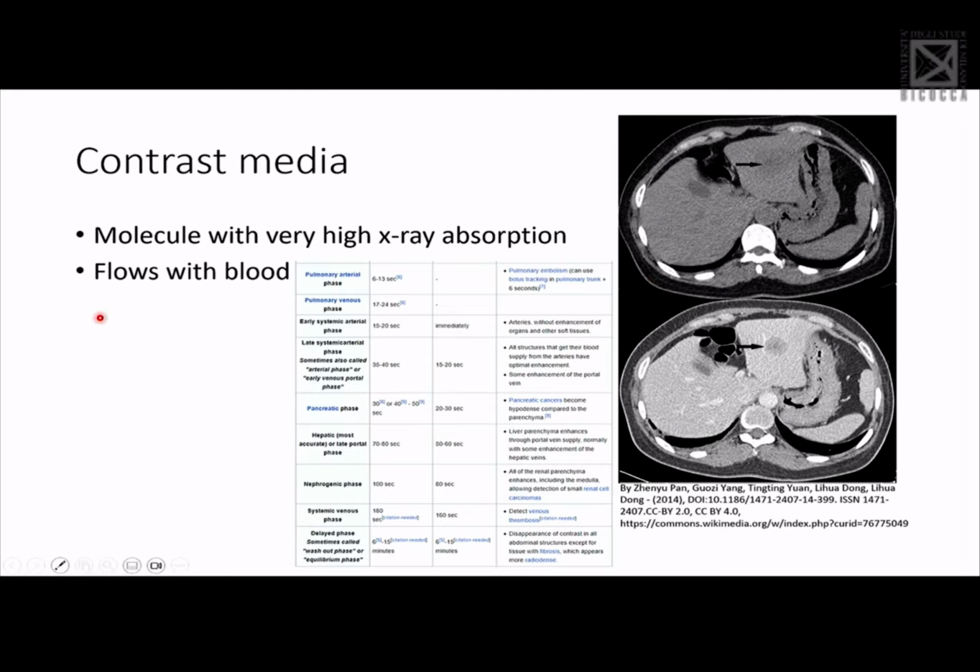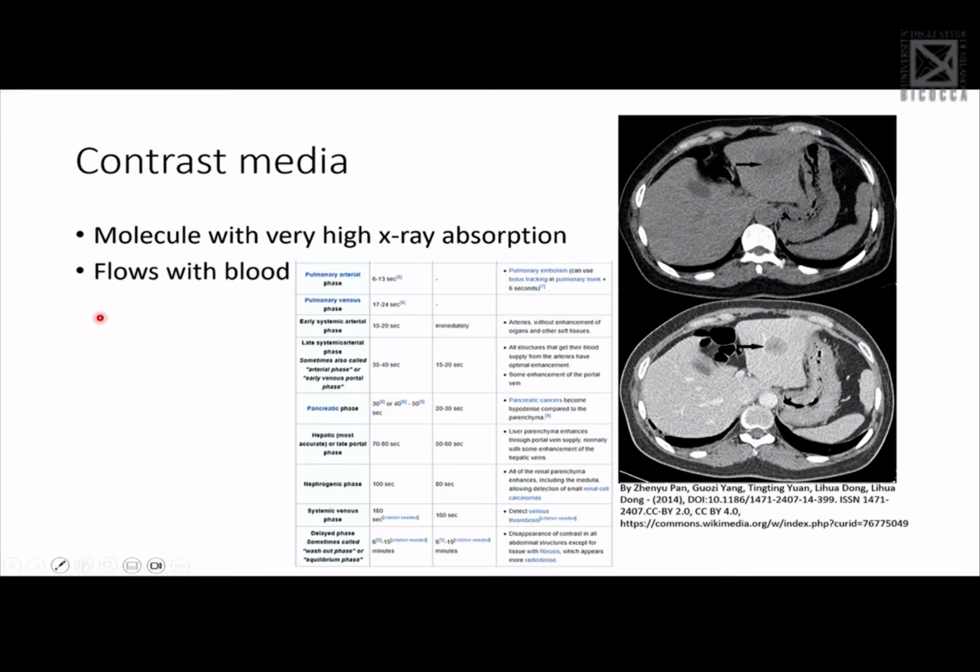And here I just took from Wikipedia the so-called phases. As this molecule does a single pass with the blood, the first thing that it does, it stays in the arteries. And so you can image the vessels, the large vessels and the arteries. Then it goes in the lungs, in the pulmonary phase.